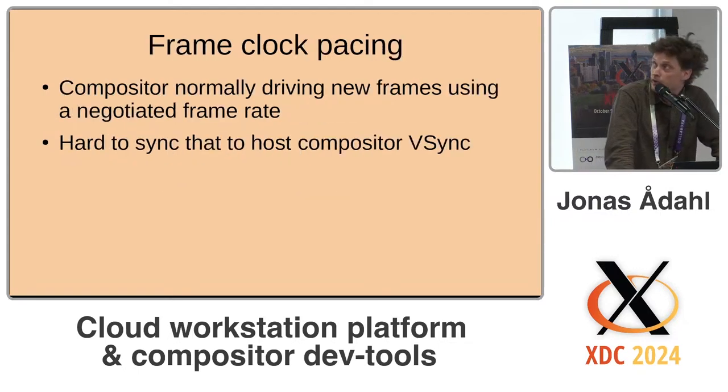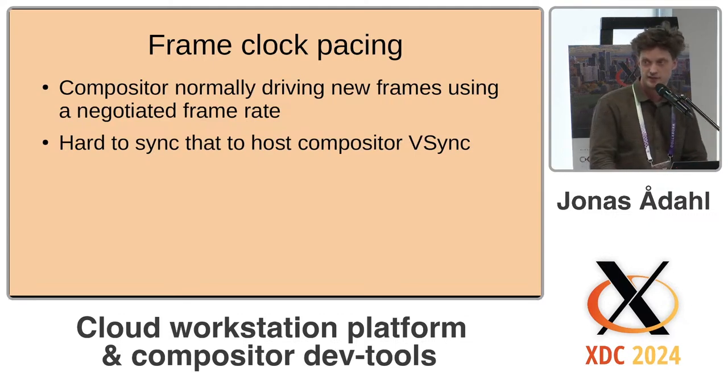There were some issues. The things that I've been describing, the frame pacing and the frame clock, have been a compositor side detail. In the PipeWire stream, you negotiate a frame rate and a size and all that stuff, and then the frame clock in the compositor just pushes frames when it needs to. It works pretty badly when you want to synchronize to the host compositor's vsync frame rate. So something has to be done there.